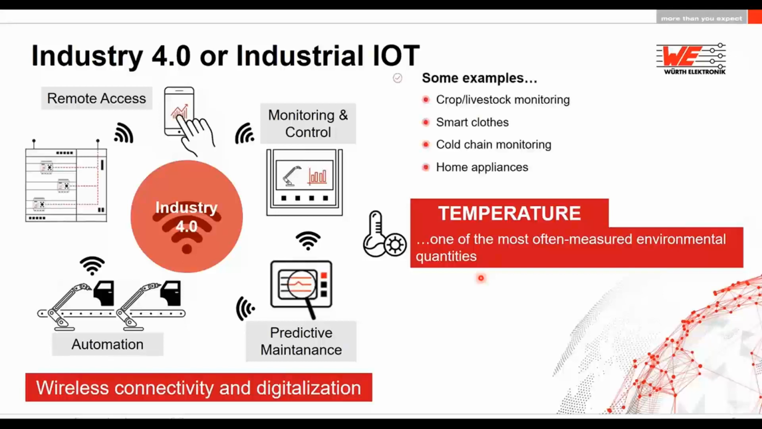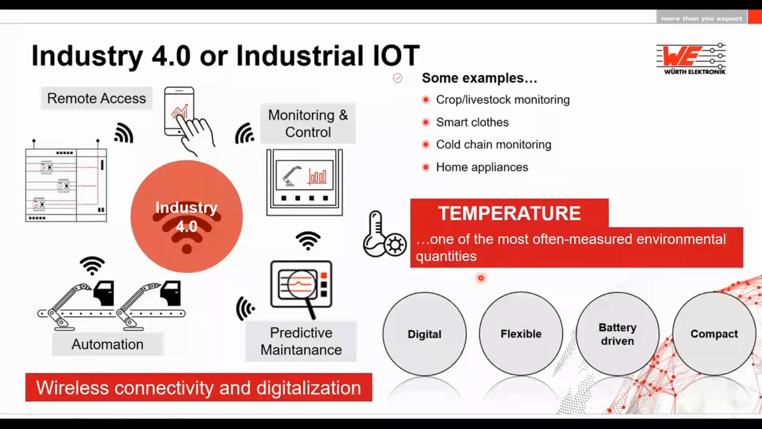Some examples where Industry 4.0 is linked to temperature sensors. For example, crop monitoring or livestock monitoring, where in the fields some crop needs some water or some animals are not feeling well or are not in full shape or need some medical attention. Smart clothes, for example, firefighters nowadays have temperature sensors integrated in their jackets. They monitor the ambient temperature and also the body temperature. Cold chain monitoring in the food industry and home appliances, of course, are getting more and more wireless these days, and more and more interconnected.